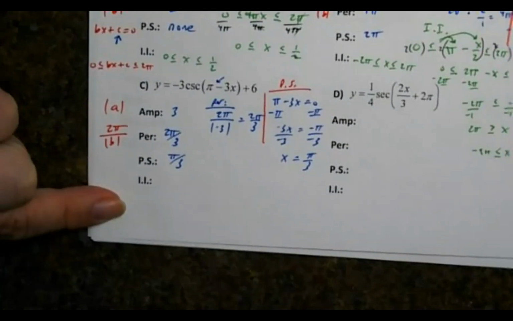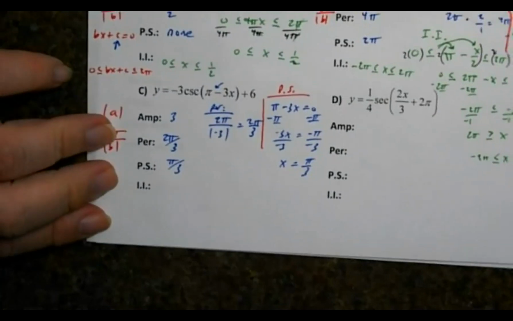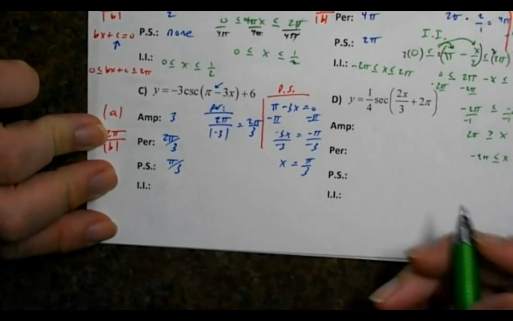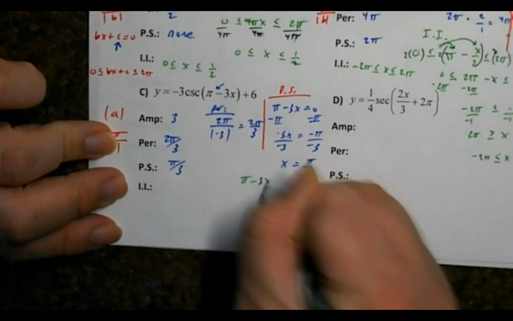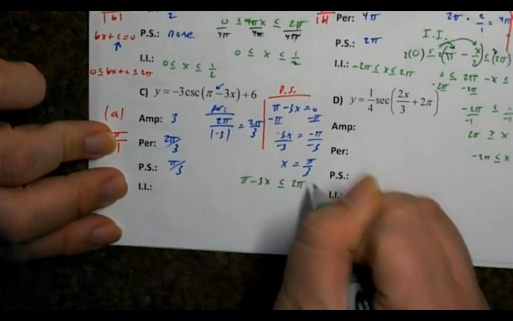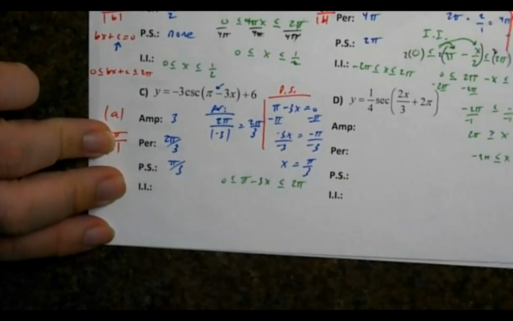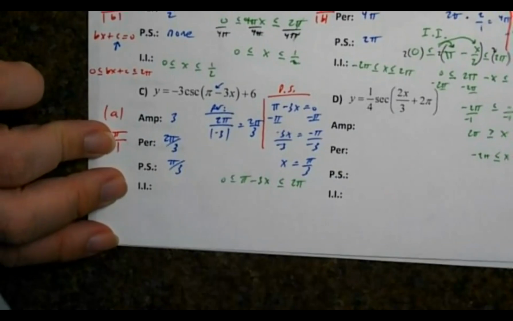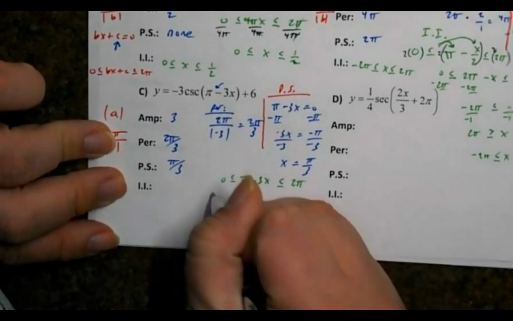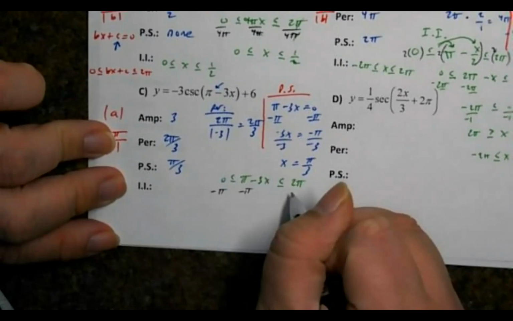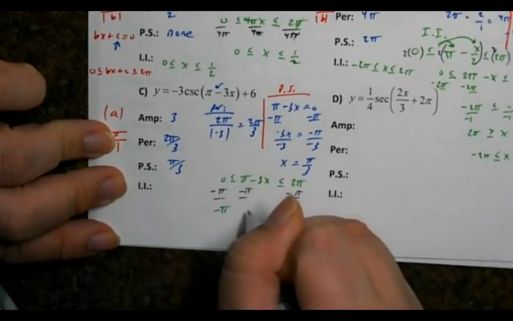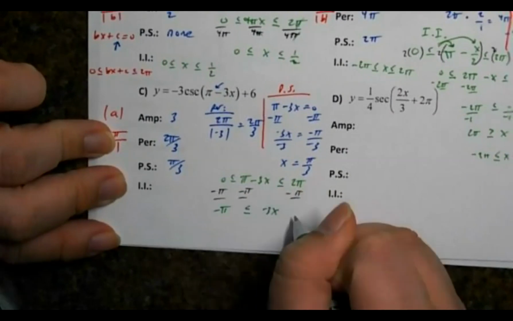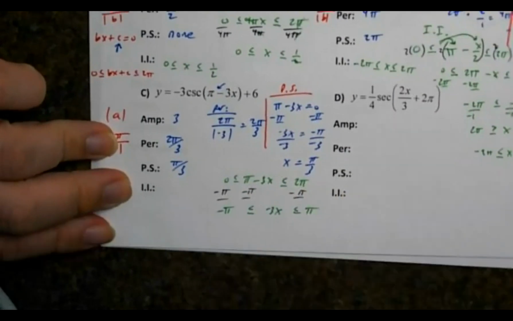Okay, now I need my initial interval. Let's see what happens. I'm going to take pi minus 3x and set that between 0 and 2 pi. No fractions to worry about here. So I'm going to go ahead now and subtract pi to all three parts. Subtracting pi, I have -pi less than or equal to -3x less than or equal to pi.